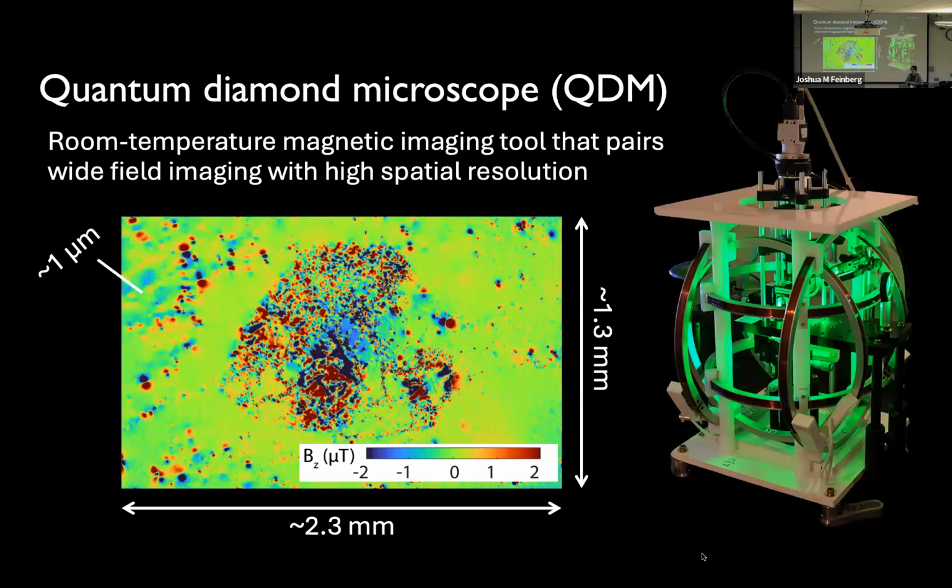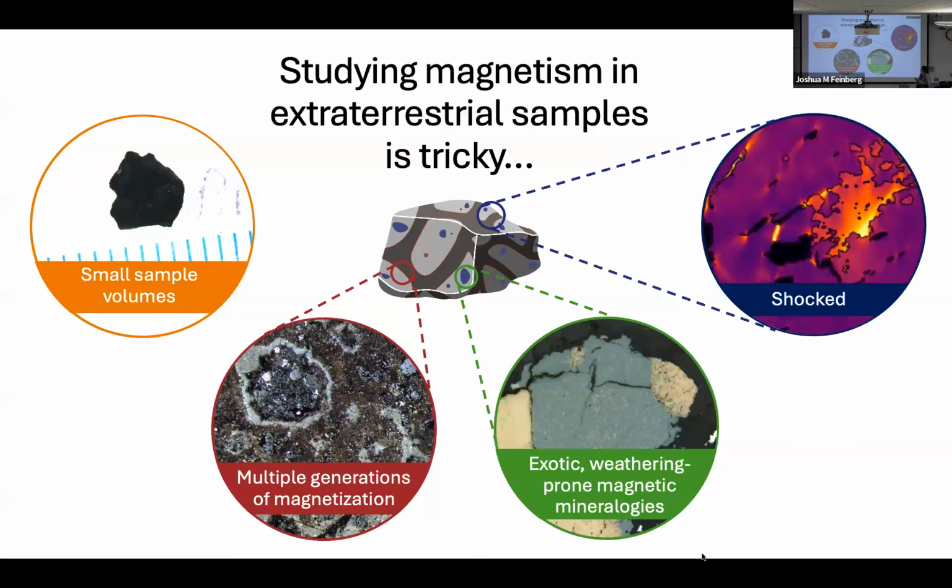If you don't know what the QDM is by now, I'm not sure this talk is going to fix it, but essentially it's a tool for making magnetic images at the surface of a sample with about 1 micron resolution over what is technically wide field, in this case about 1 by 2 millimeters. And this turns out to be a really useful parameter space for studying extraterrestrial samples.